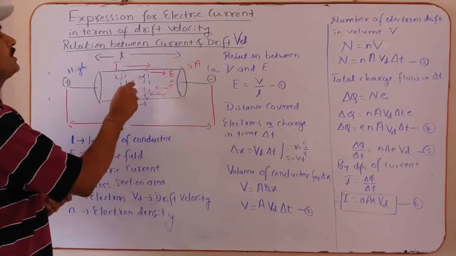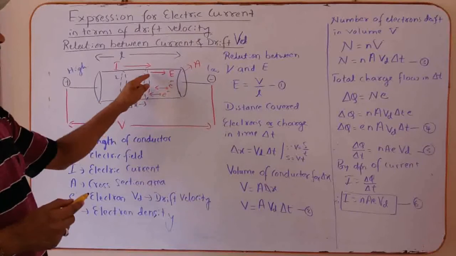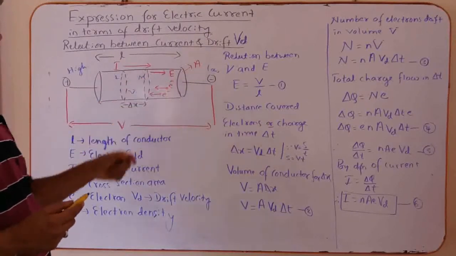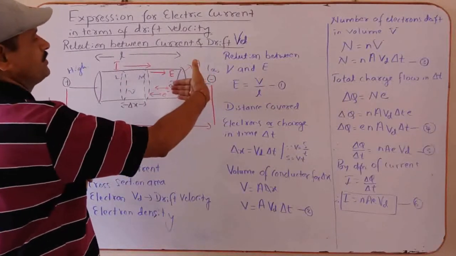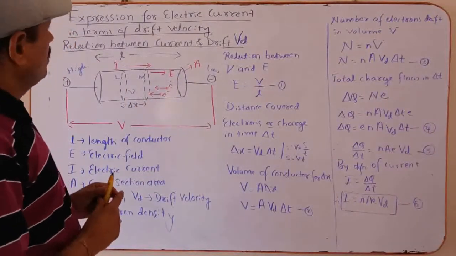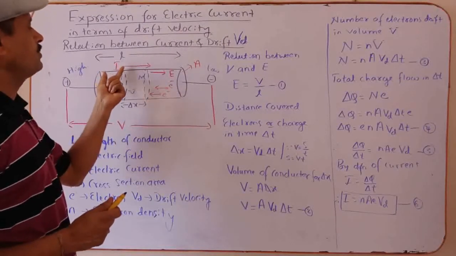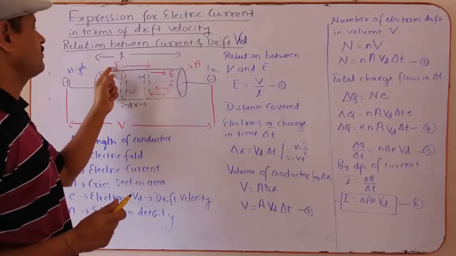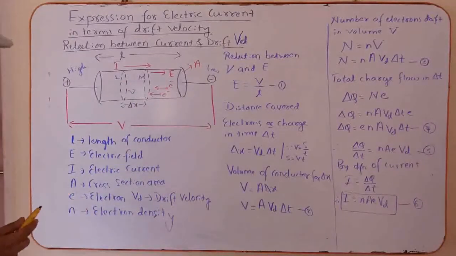That value is V. Now when you apply the potential difference, an electric field E exists inside the conductor. By the application of the electric force, the electrons drift opposite to the direction of the electric field. The electrons drift from right to left, but the current flows inside the conductor from left to right, opposite to the flow of electrons.